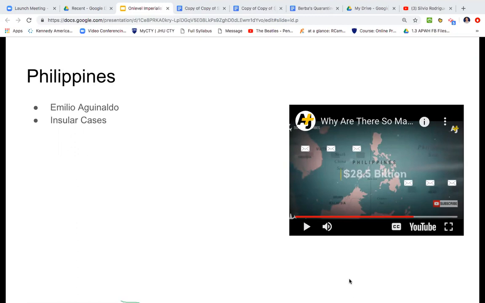Think about who Emilio Aguinaldo was. I believe it was in the chapter 44 reading. Think about the Treaty of Paris. Those are things that are very important.